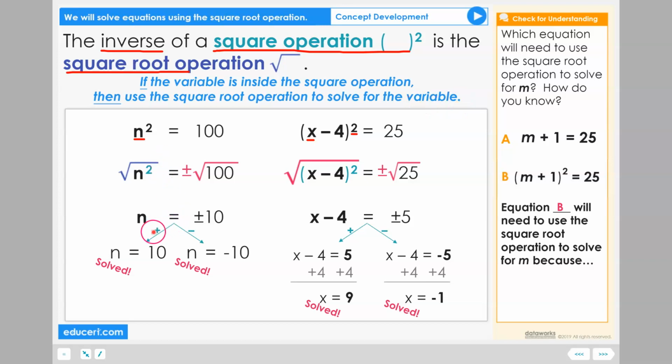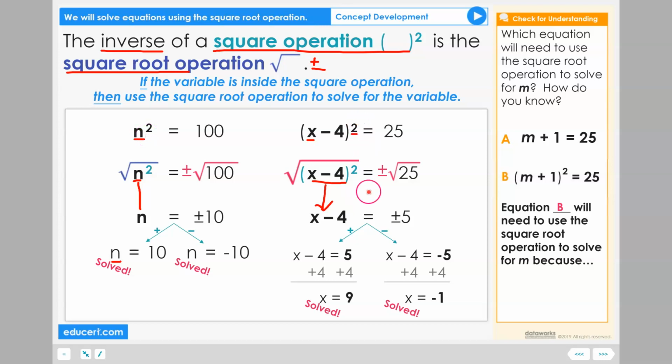Once we do square root both sides and release the expression from within, this produces a positive and negative outcome. Break the equation into two equations, and we're going to get two answers out of these type of equations. Here we see that we solve this equation and get that n is equal to positive 10 and n is equal to negative 10. Both of these numbers will solve this equation.